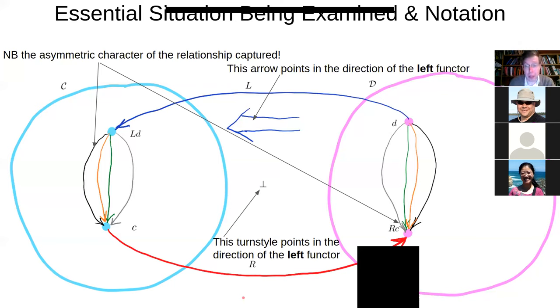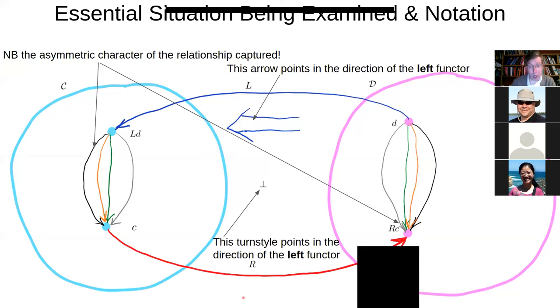It bears noting in a programming context that C and D could be the same category. There's nothing preventing that at all. So D and C might be Hask, for example, that quasi-category. One functor might map to a subset of Hask, for example, of the other. And the other might map back to the entirety of Hask or what have you, or to a large set of Hask.